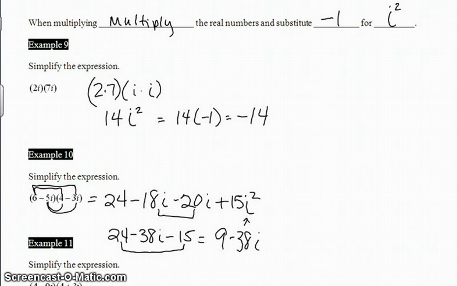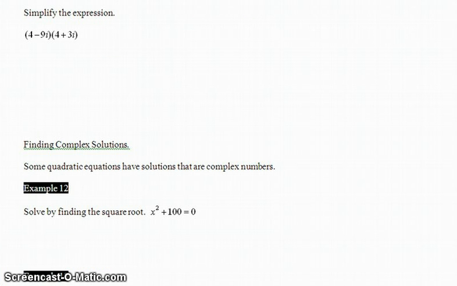Please pause the video at this point and give example 11 a try. Restart when you're ready to check your solution. Okay, let's see how you did. We're going to use FOIL. So first, 4 times 4 is a positive 16. Outer, 4 times 3 is a positive 12i. Inner, negative 9i times a positive 4 is negative 36i. And lastly, negative 9i times positive 3i is negative 27i squared.